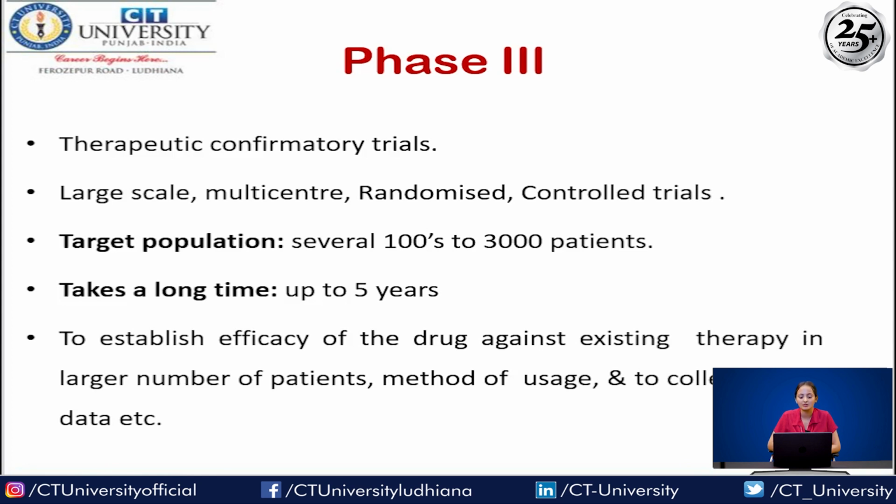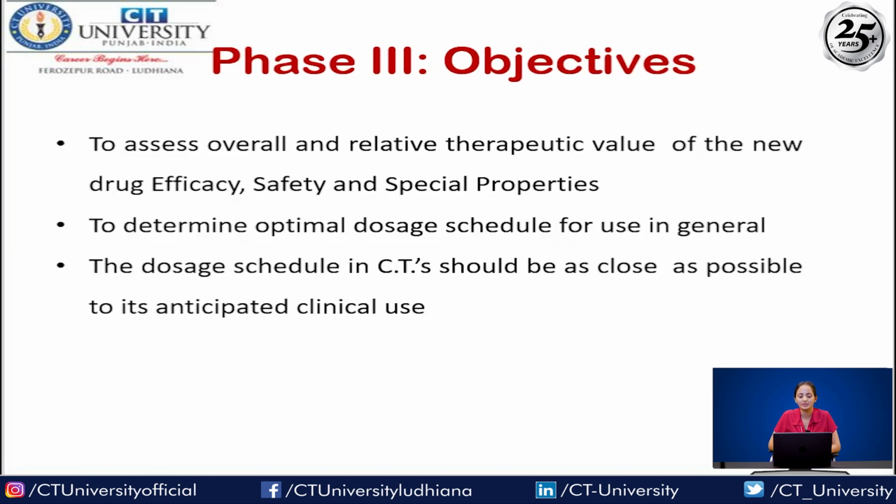So what are the objectives? To establish efficacy of the drug against the existing therapy in a large number of patients, methods of usage, and to collect more safety data. So in phase 3, we will assess the overall and relative therapeutic value of a new medication to check the drug efficacy, safety, and special populations. We will determine the optimum use schedule, and we will also optimize the dose regimen as closely as possible to anticipated clinical use.